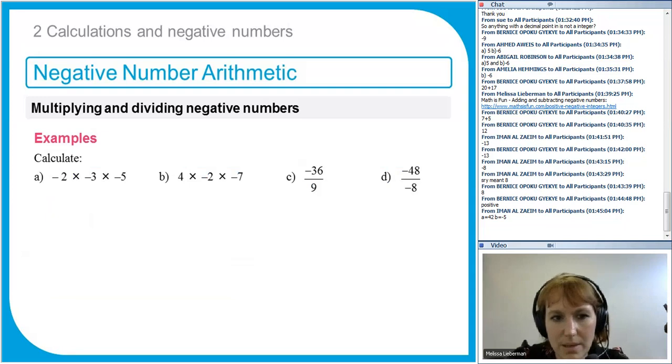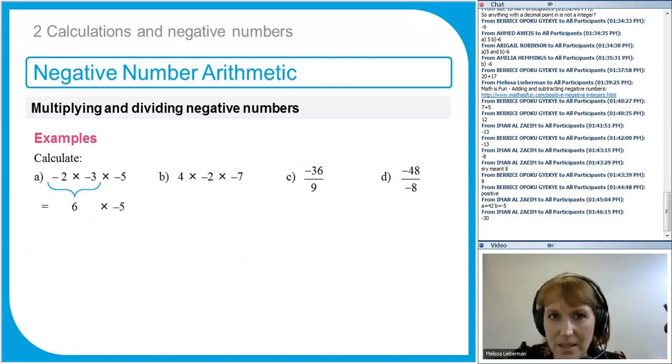So we've got minus 2, negative 2 times negative 3. We'll do that first. A negative number times a negative number makes a positive number. So those first two numbers multiplied together make 6. And then we've got the times 5. So I'm doing it step by step. So this is the same as 6 times negative 5. The signs are different, so the answer is going to be negative. And then 6 times 5 is 30. So the answer is minus 30. Good. Well done, Iman. How about part B?